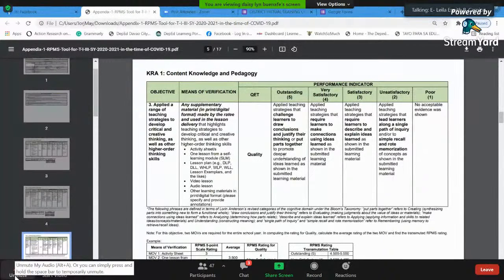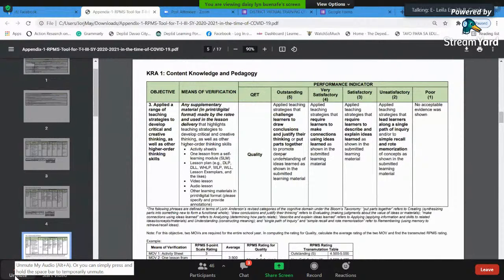Okay. Sa objective number 3, makakuha ka og rating of 5. Ikaw ra man mo-rate sa imong kaugalingon. 5 ka if you have applied teaching strategies that challenge learners to draw conclusions and justify their thinking, or put parts together to provide deeper understanding of ideas learned, as shown in the submitted learning material.